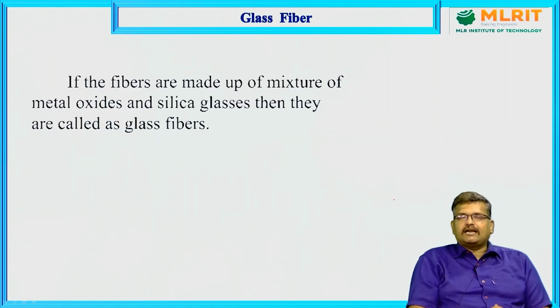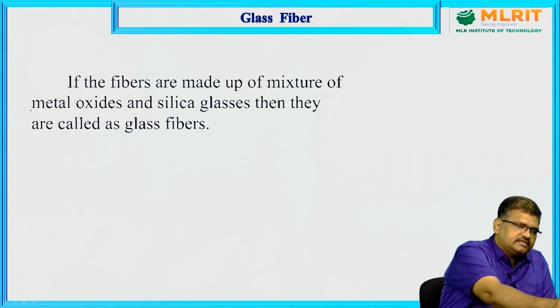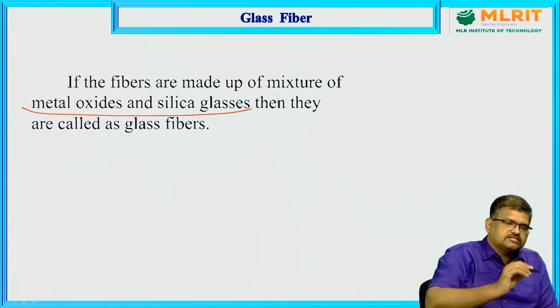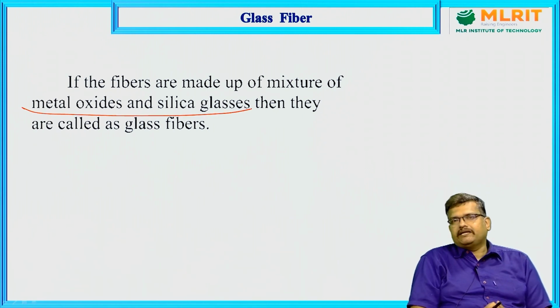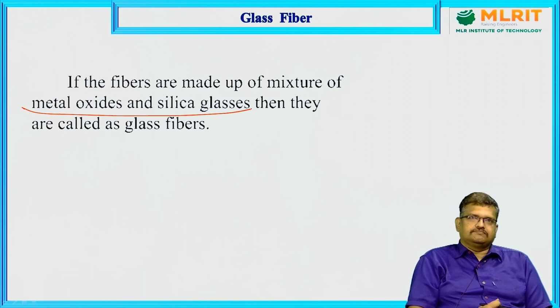We will see the glass fiber first. If the fiber is made up of a mixture of metal oxides and silica glasses, then you can call it a glass fiber. The major thing here is metal oxides and some silicon materials. If you use this kind of mixture, then it is called a glass fiber.